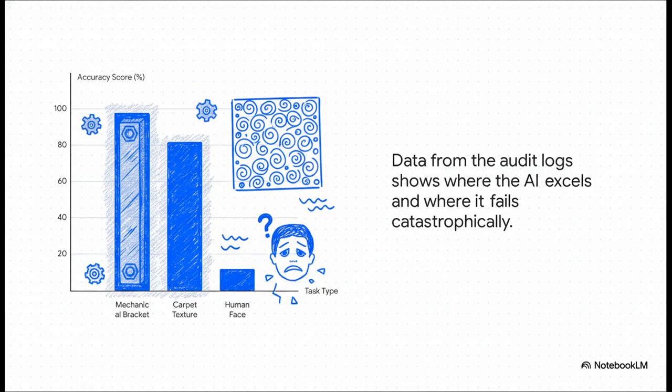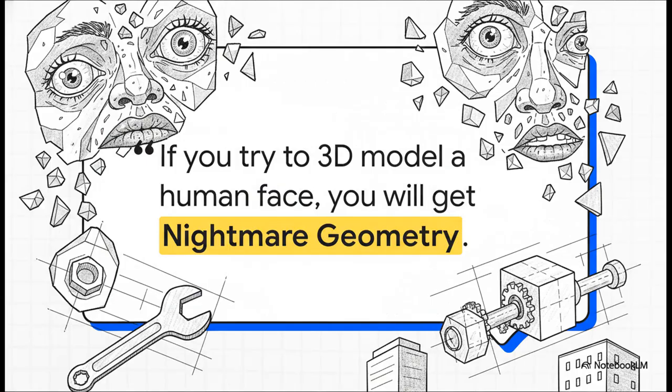Now, this chart from their audit logs. Wow. It tells you everything you need to know about what this tool is good at and what it's terrible at. For a mechanical bracket, bam, 98% accuracy. Amazing. For something with a complex texture, like a piece of carpet, still really good, 82%. But for a human face, oof, a catastrophic 12%, basically a total failure. Yeah, the guide doesn't mince words on this one. It says, if you try to 3D model a human face, you will get nightmare geometry.